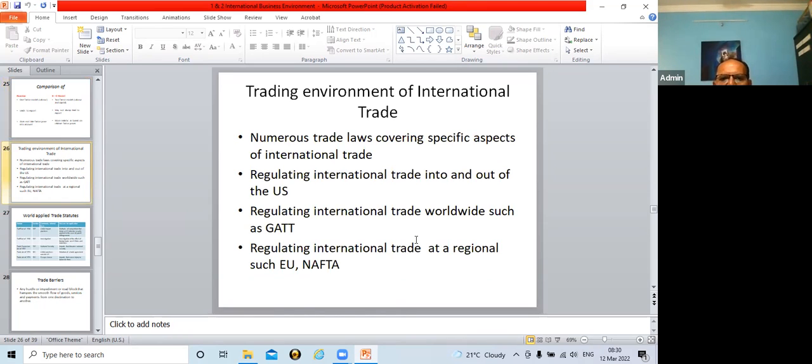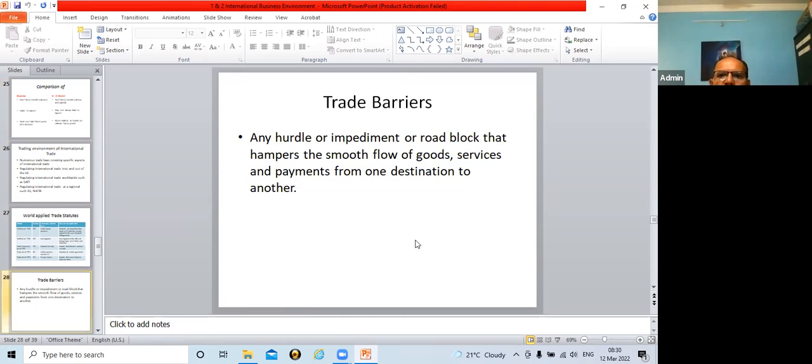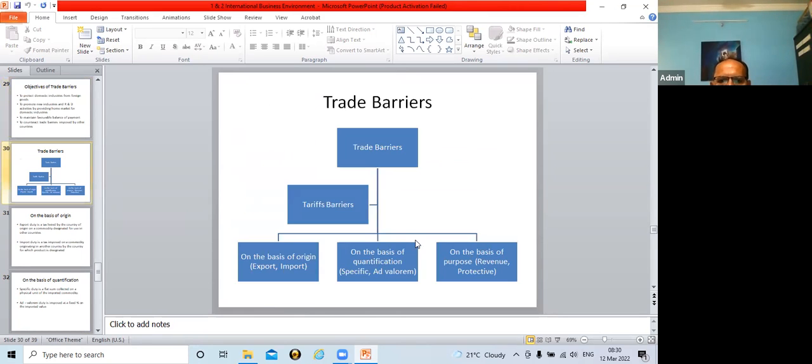Then about GATT also we have discussed. There are some trade barriers in international business. Trade barriers, maybe there are some issues of charges that we have discussed. So I am just showing you the slides.